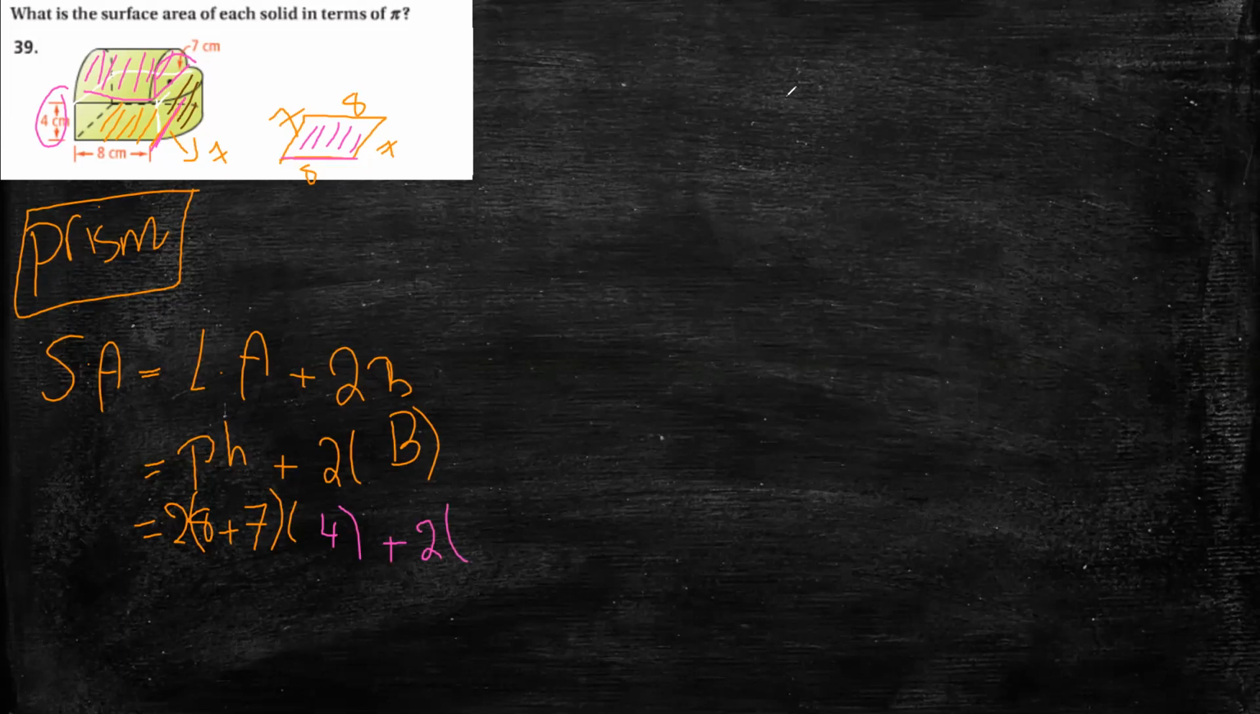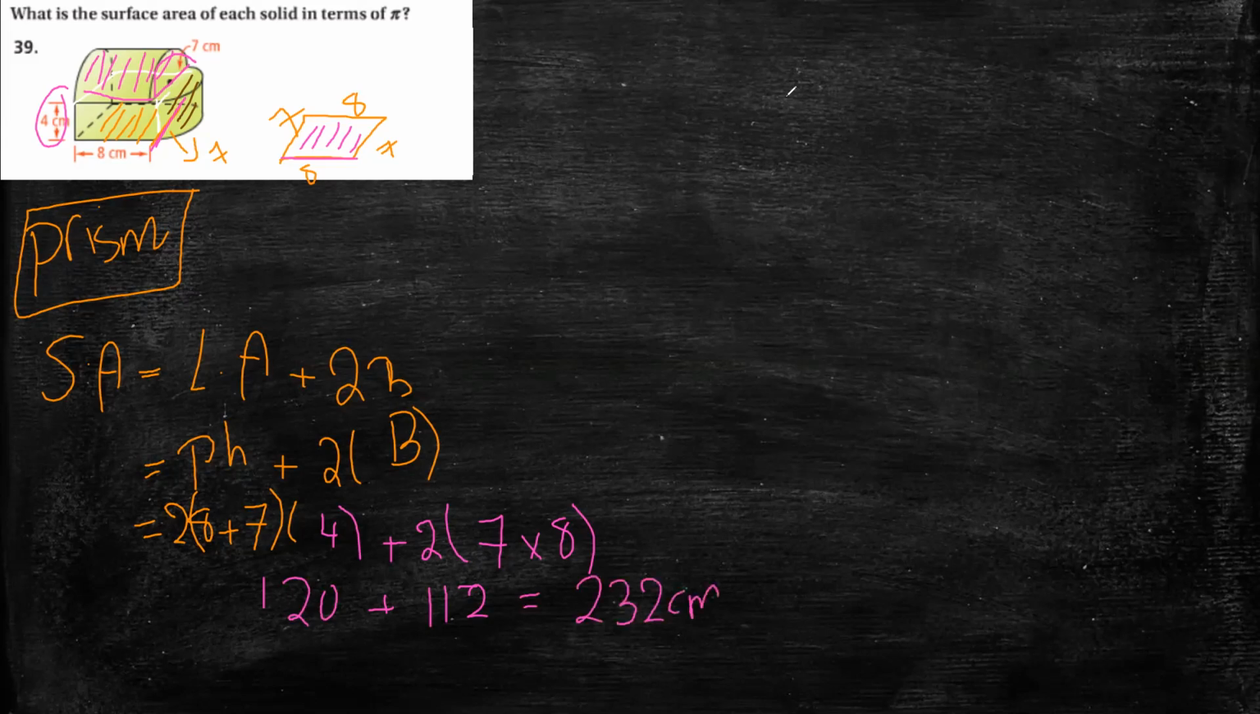Now what is the base here? It is a rectangle and its area is 7 times 8. So here we have 56 times 2, which is 112, plus 8 plus 7, 15, times 2, 30, times 4 is 120. So it will be 232 centimeters squared.